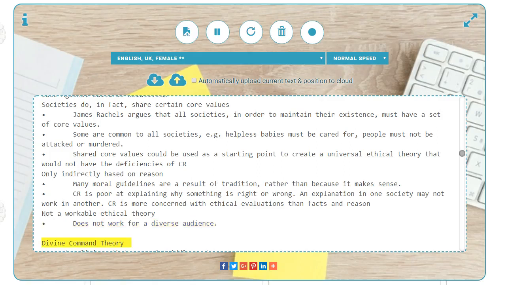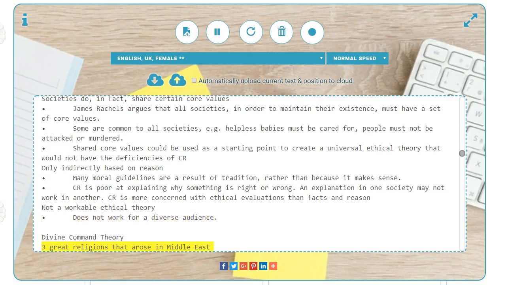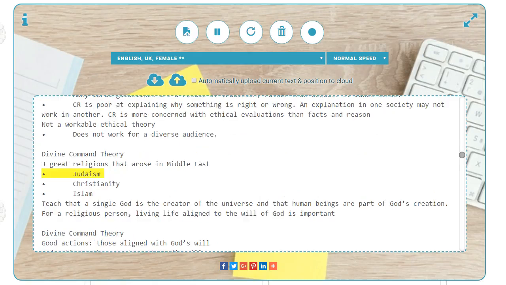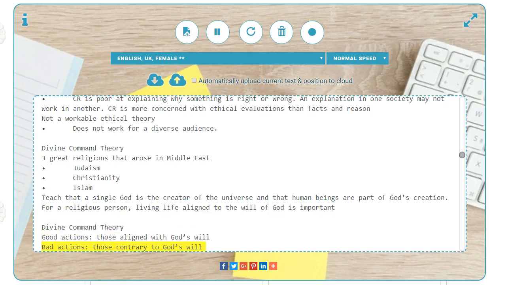Divine command theory. Three great religions arose in the Middle East: Judaism, Christianity, and Islam teach that a single God is the creator of the universe and that human beings are part of God's creation. For a religious person, living life aligned to the will of God is important. Good actions are those aligned with God's will. Bad actions are those contrary to God's will.